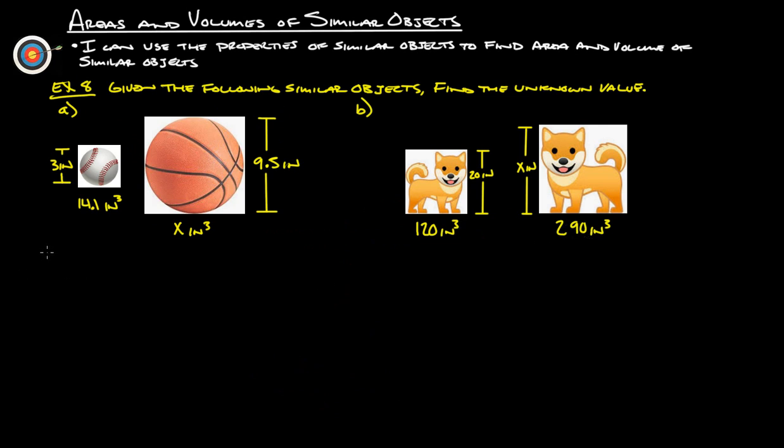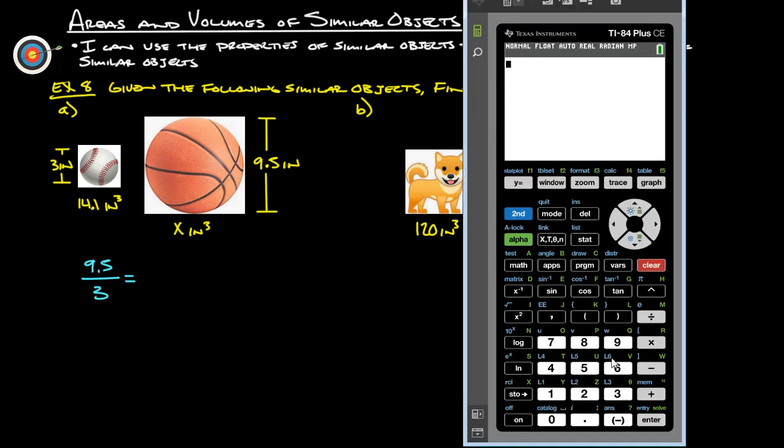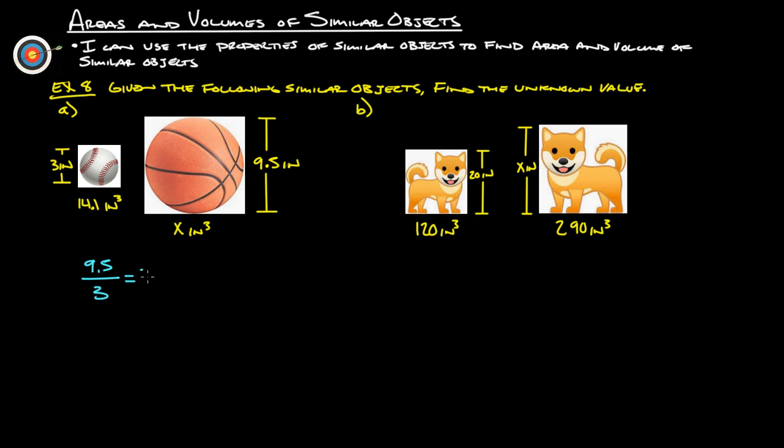So we can use this to find our scale factor, right? So I'm just going to start with the second one. 9.5 is to 3. 9.5 divided by 3, that's going to be our scale factor, right? So 9.5 divided by 3 gives us 3.166. Right, there's our scale factor.